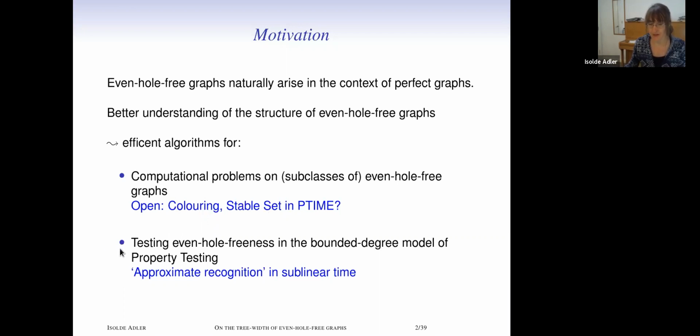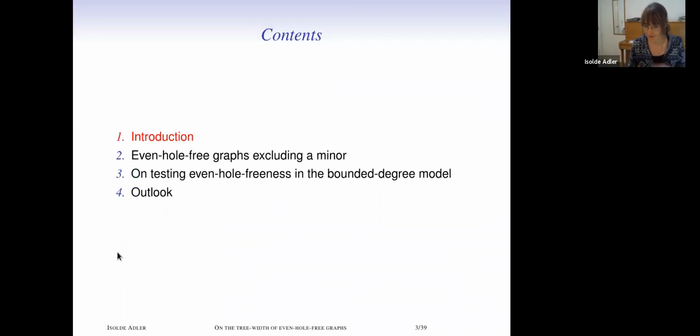another motivation, which actually was my first incentive to look at even-hole-free graphs, was the question whether even-hole-freeness can be tested in the bounded degree model of property testing, which is a sort of very, very efficient approximate recognition. And I might speak a little bit about that towards the end as well. So, this is the content. There's an introduction. I'll spend probably large parts of the talk speaking about even-hole-free graphs excluding a minor, and then a little bit, depending on time, about testability of even-hole-freeness.